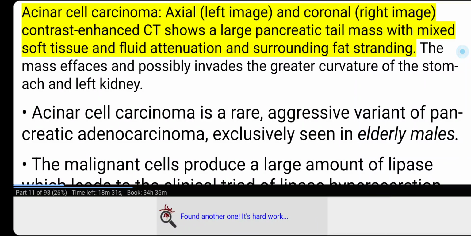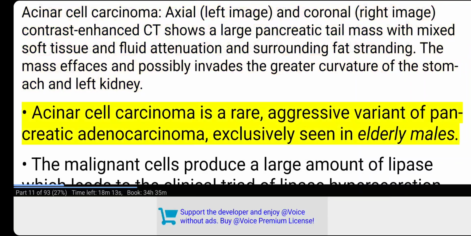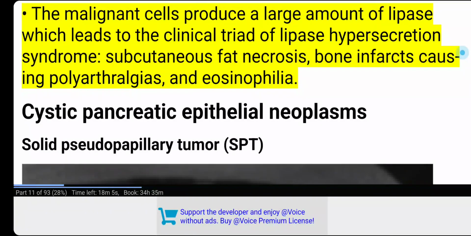Acinar cell carcinoma. Axial left image and coronal right image contrast-enhanced CT shows a large pancreatic tail mass with mixed soft tissue and fluid attenuation and surrounding fat stranding. The mass effaces and possibly invades the greater curvature of the stomach and left kidney. Acinar cell carcinoma is a rare, aggressive variant of pancreatic adenocarcinoma, exclusively seen in elderly males. The malignant cells produce a large amount of lipase, which leads to the clinical triad of lipase hypersecretion syndrome: subcutaneous fat necrosis, bone infarcts causing polyarthralgias, and eosinophilia.